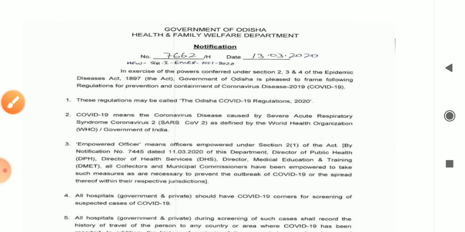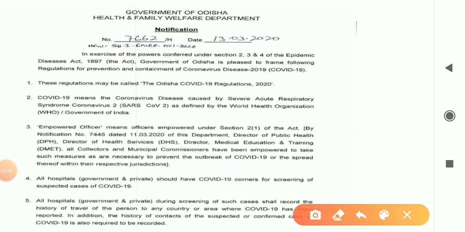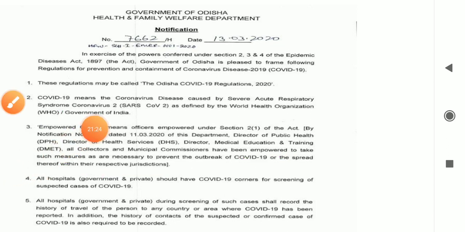Right, under this act some people are empowered as officers, which means they have the power to make laws or guidelines or advisories. Those people are the Director of Health Services, Director of Public Health, and the Director of Medical Education and Training, DMET, and all collectors and municipal commissioners have been empowered to take such measures as are necessary to prevent the outbreak and spread of COVID-19 in their respective jurisdictions. In their jurisdiction, they are the sole competent authority to make regulations. Not laws, make regulations.